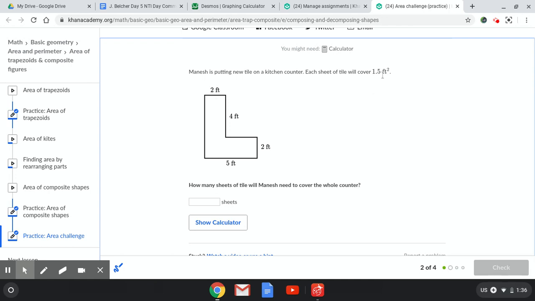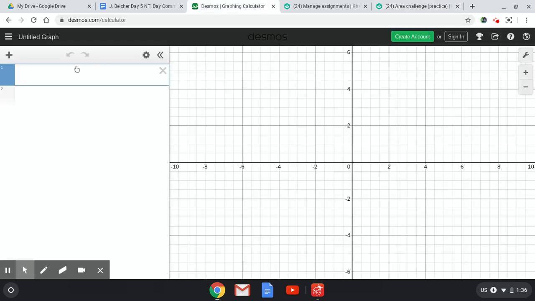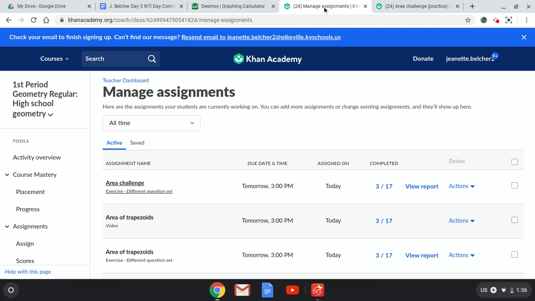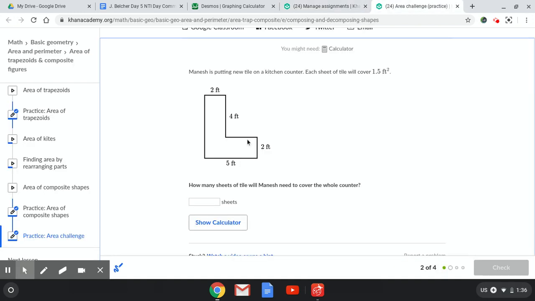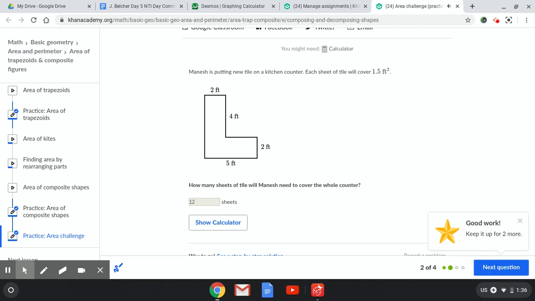And 1.5 is what a sheet of tile will cover. So we need Desmos. We had 8, we had 10, so we had 18 divided by 1.5. Looks like it's 12. So let's go back and see if that's the right answer. 12. Check. Okay, so that's good. Go to the next question.